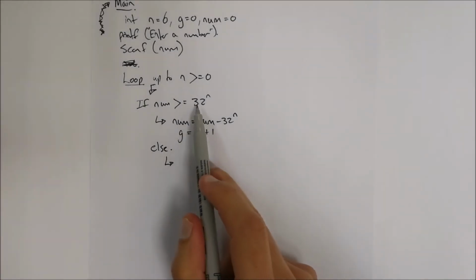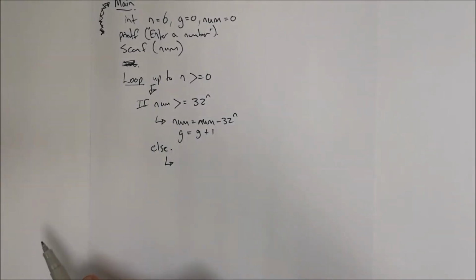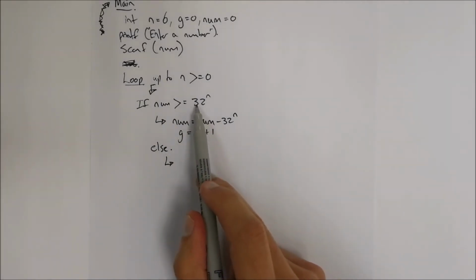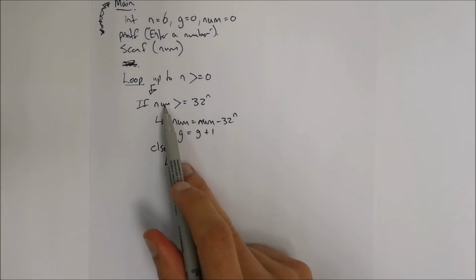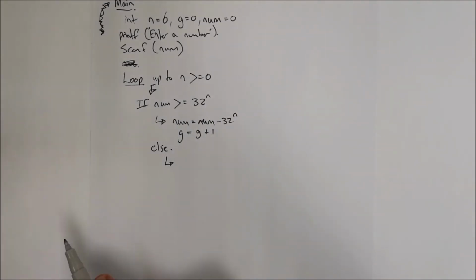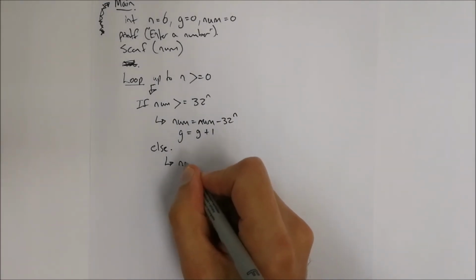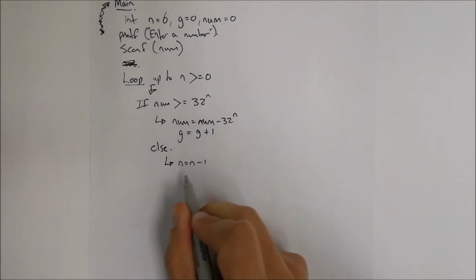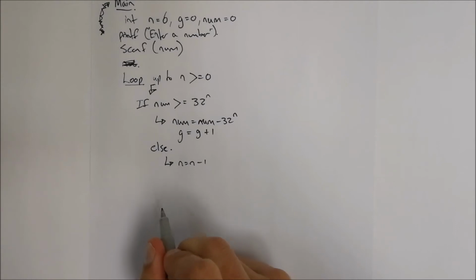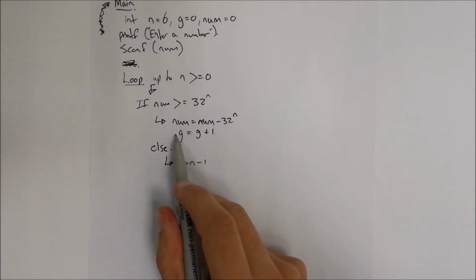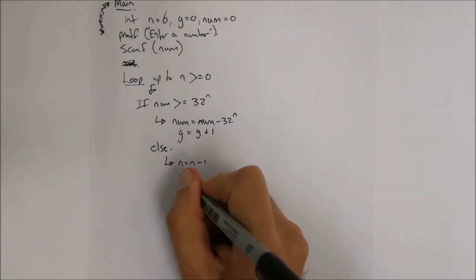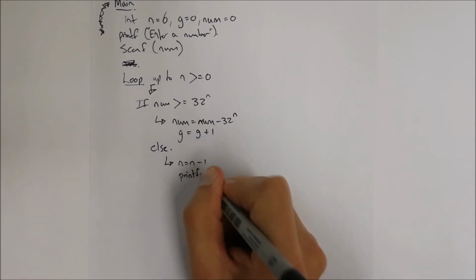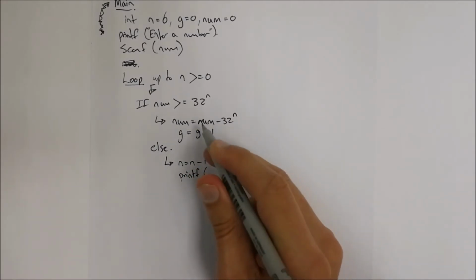Okay, so if 32 to the power of n is not able to go into num, that means that now we have in num a value less than 32 to the power of n. We need to then say n is equal to n minus 1. So we need to deduct n, but at the same time we need to now go and output the value that we've been counting over here, the value of g. So we need to printf the value of g.